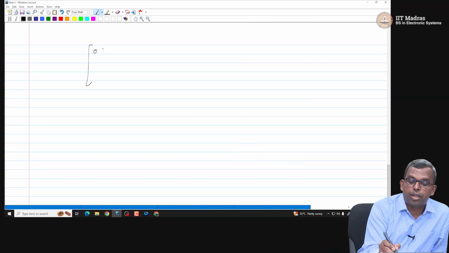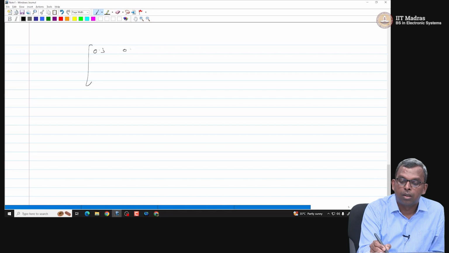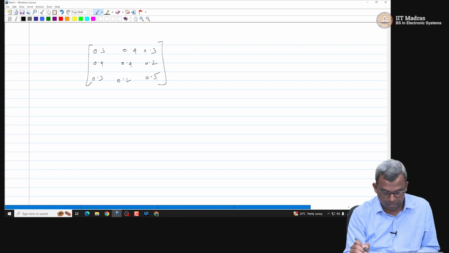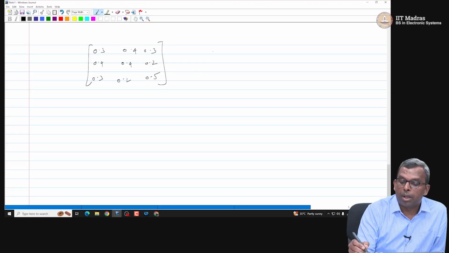The matrix is 0.3... Okay, I should go back and look at it. 0.3, 0.4, 0.2, 0.3. Sorry, I think it's sort of symmetric. I think this is what it is. Let me just check once again. Yeah, okay. So now my eigenvalues are going to be 0.3 minus lambda.